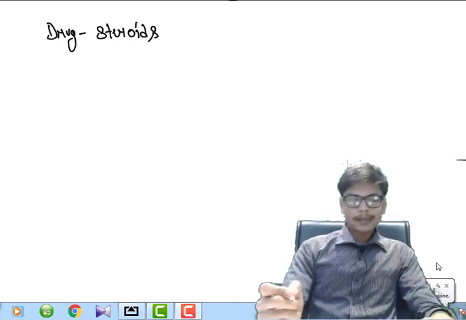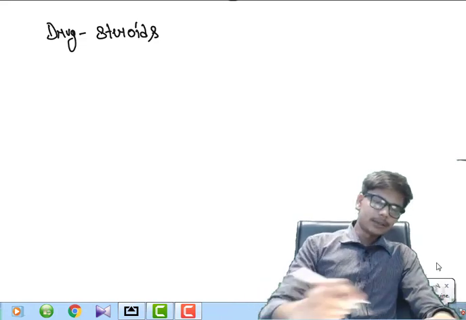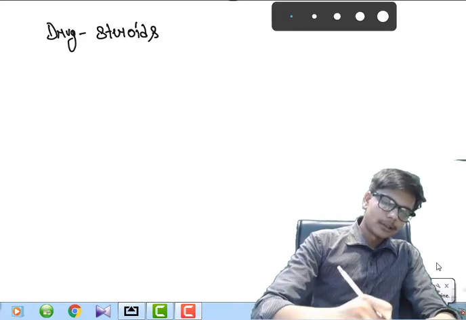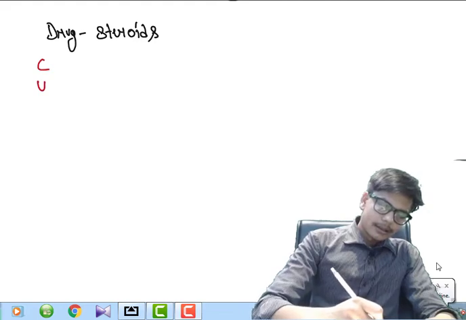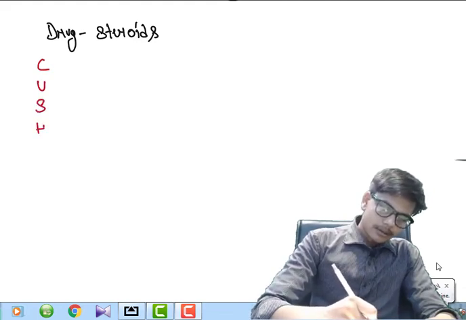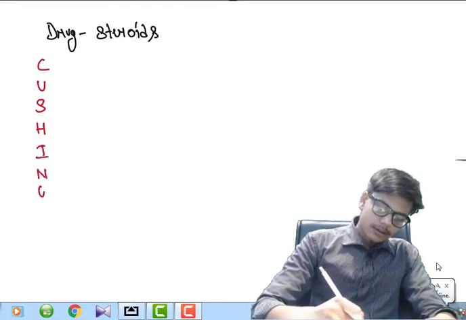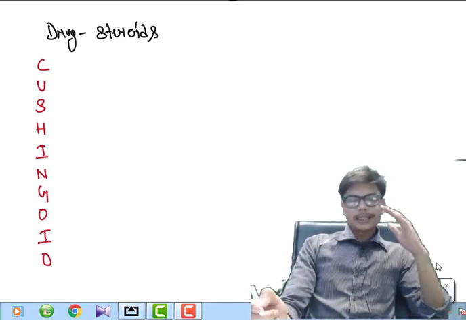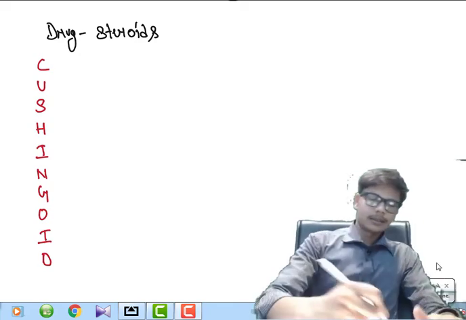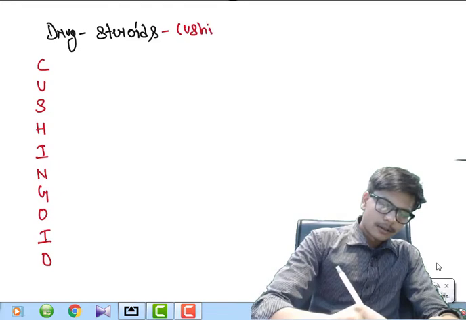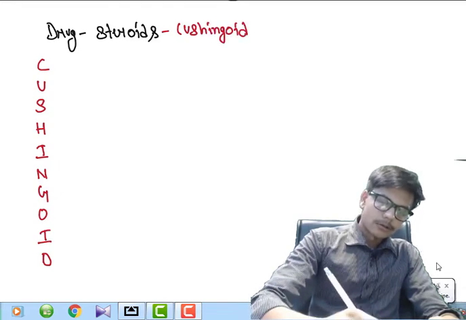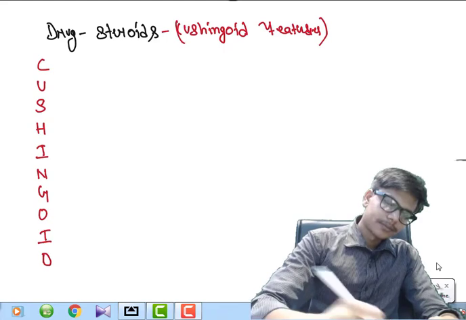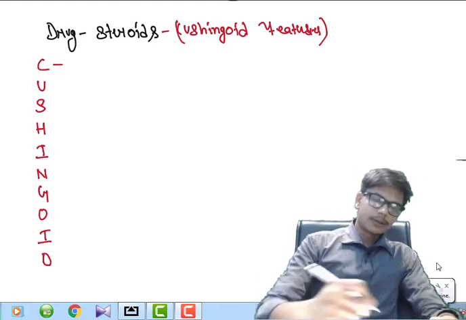So the complications which are associated with steroid use can be remembered as Cushingoid features. The steroid toxicity can be remembered as Cushingoid features. So what are these Cushingoid features? Steroid can cause cataract.